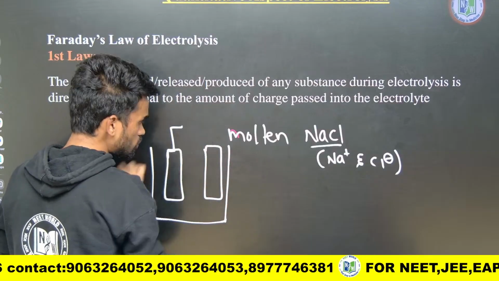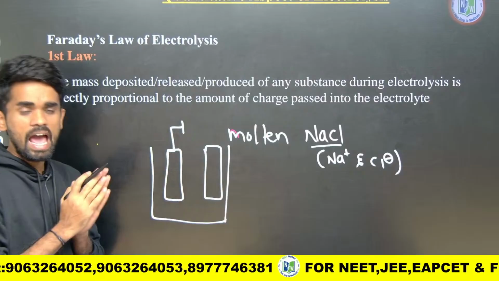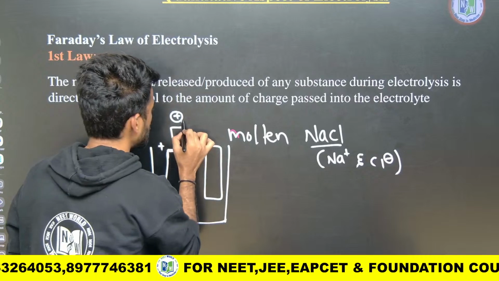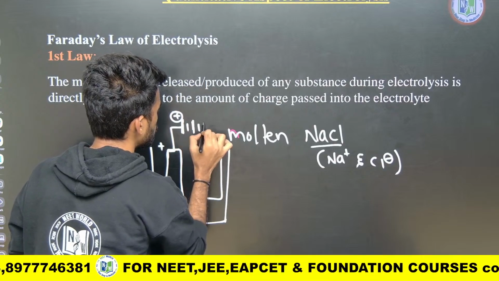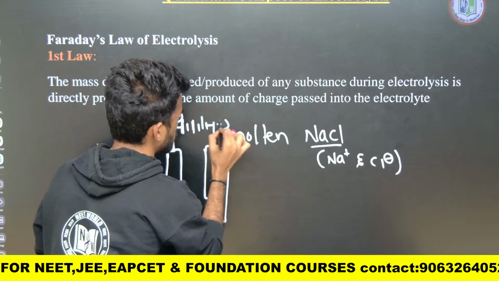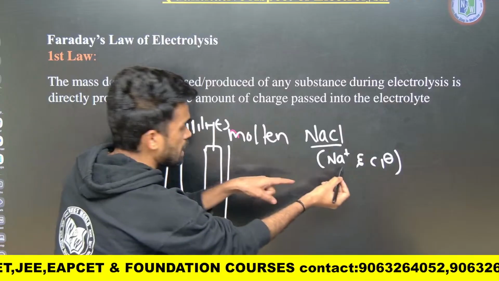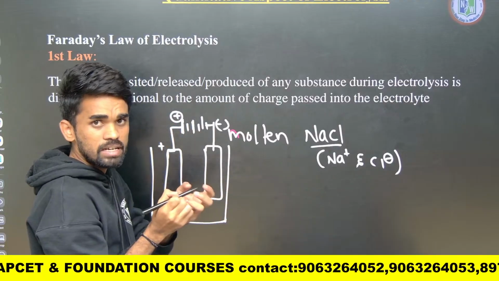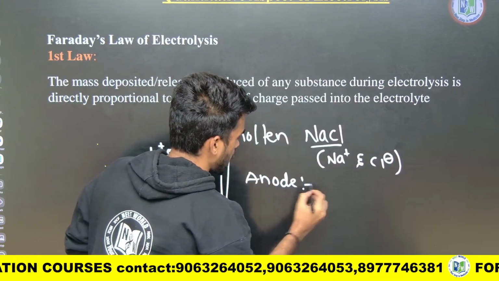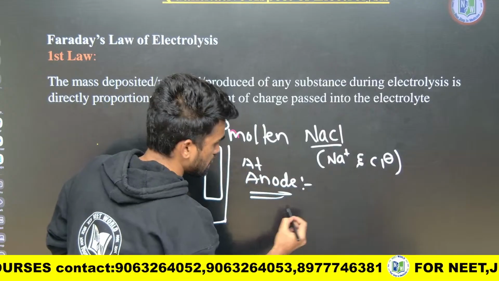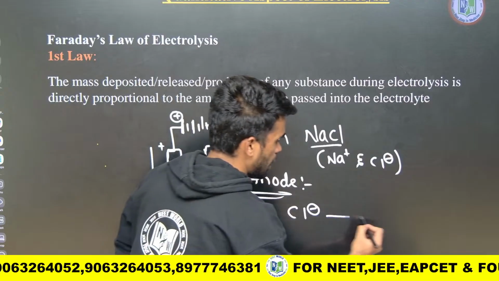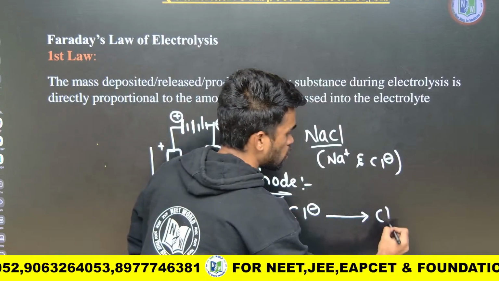We know this anode attracts anions, so it has positive charge. It is attached to the positive terminal of the battery, and next we have the cathode, which is attached to the negative terminal, right? So what happens? All the cations will move towards the cathode, all the anions will move towards the anode. At the anode, what will we see? The anion here is the chloride ion, so that will move towards the anode.